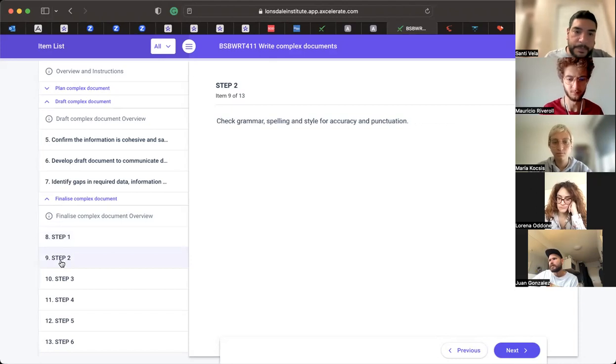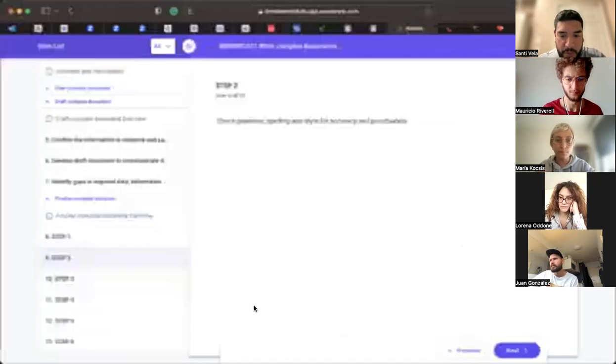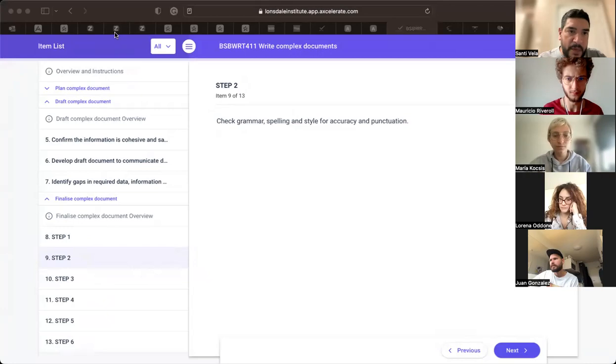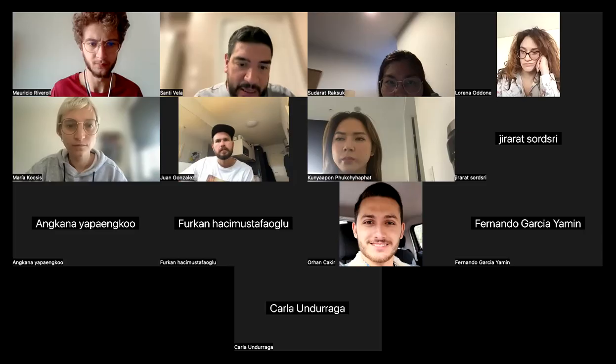All right. Step number two, we need to check the grammar, the spelling, the style, the punctuation, the accuracy of that information that we are providing. So it is very important to do this. There is a software that I use for this very purpose. I don't know if you are familiar with it, but it's called Grammarly.